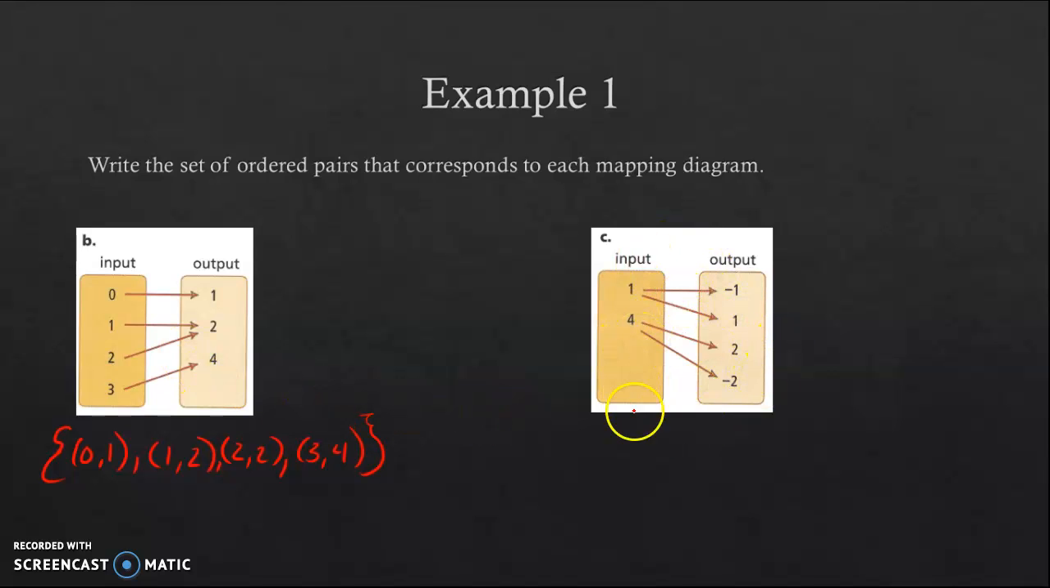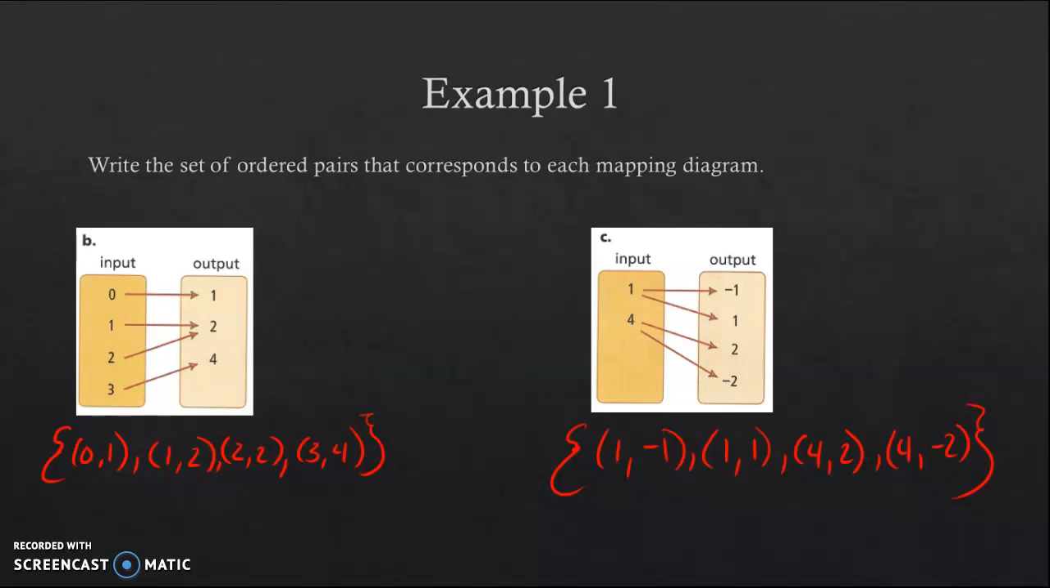And so then we come to our second example, and we're just going to do the same thing. 1 maps to -1. Then as you notice, it also has an arrow going to 1. So we're going to do 1, comma 1 as well. And then 4 maps to +2, but then it also maps to -2. 4, comma -2. And so here we took the mapping and we've changed it to a list of ordered pairs.